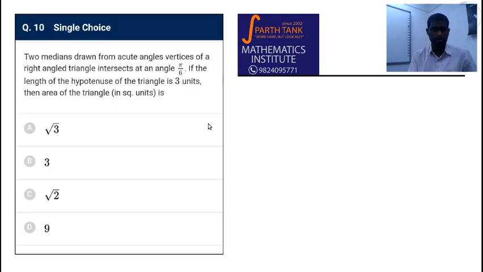Question number 10. Two medians drawn from acute angled vertices of a right angled triangle intersect at an angle pi by 6. If the length of the hypotenuse of the triangle is 3 units, then the area of the triangle in square units is. Okay, let us draw a right angled triangle.